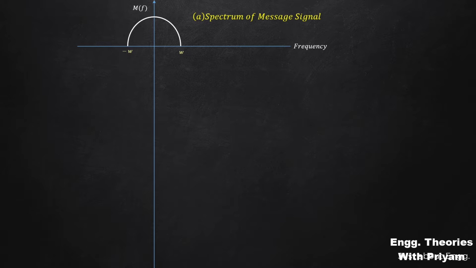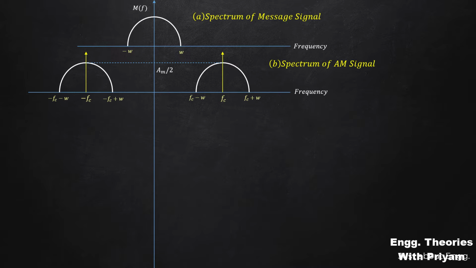This is the spectrum of the message signal. This spectrum of the message signal in the frequency domain contains both positive and negative part. Now, this is the spectrum of the amplitude modulated signal, where we have two sidebands along with the carrier signal.